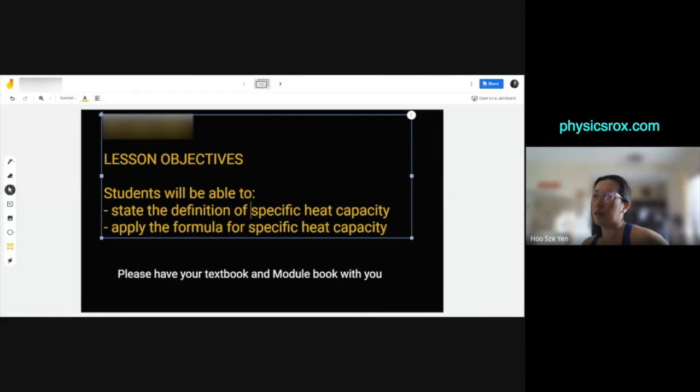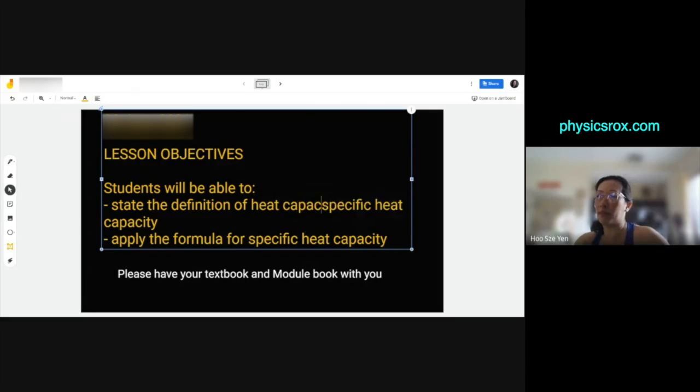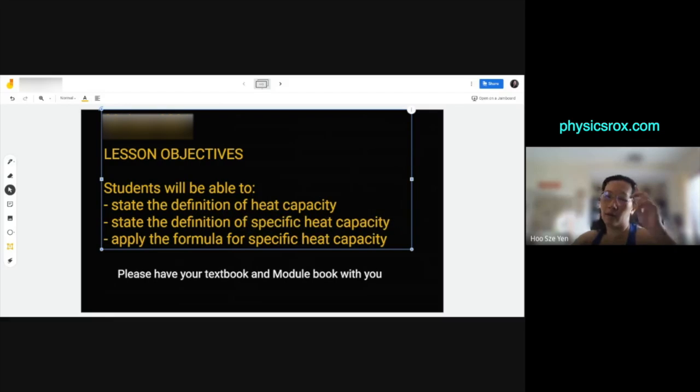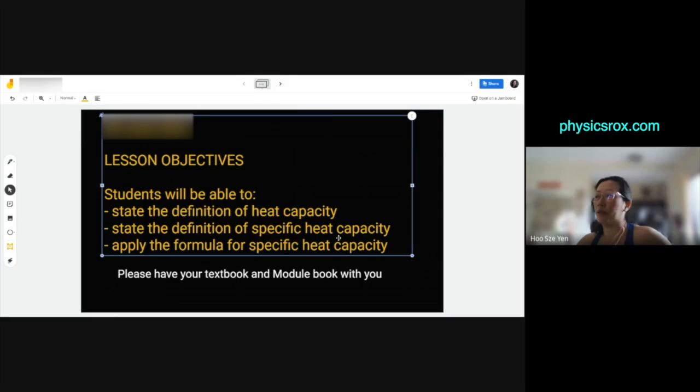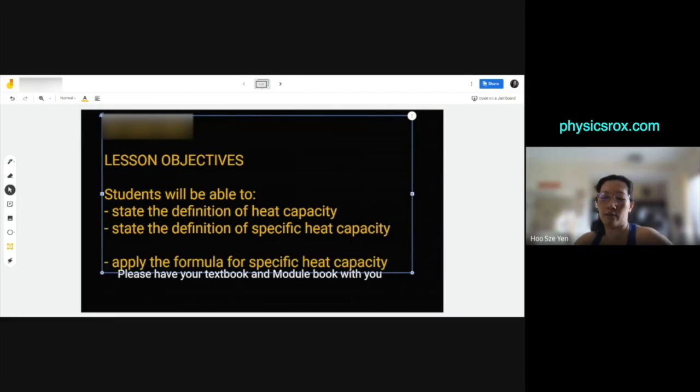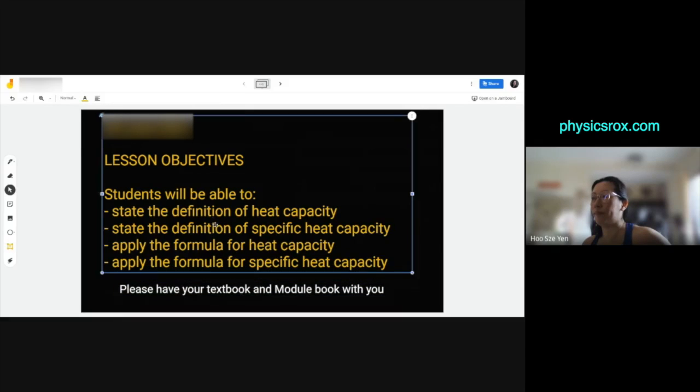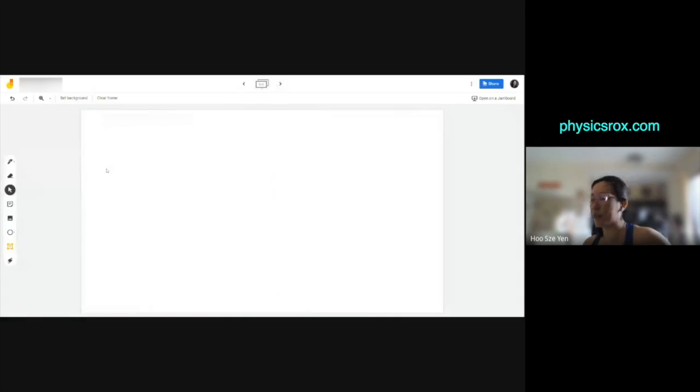My mistake, I forgot it should be two things: heat capacity and specific heat capacity. I forgot your syllabus, they do two. Last time the old syllabus only had one. So that's actually to apply the formula. So just these two, okay? We're going to start with heat capacity.